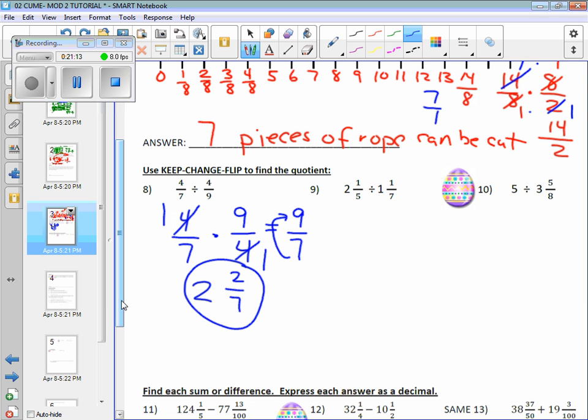Moving on to number 9. We need to change this into an improper fraction first. So to do that again, it's 2 times 5 plus 1.